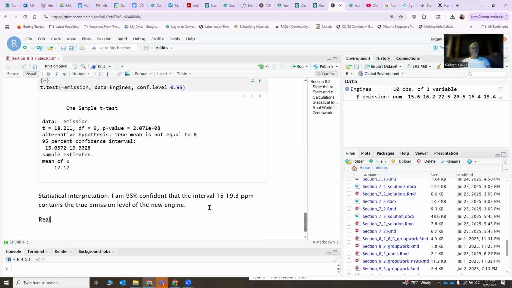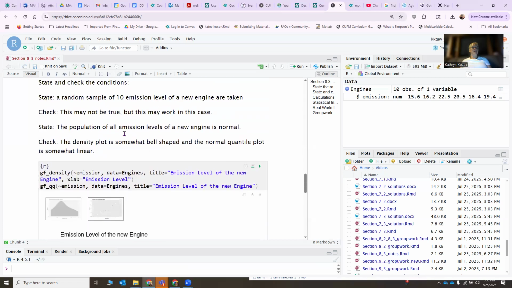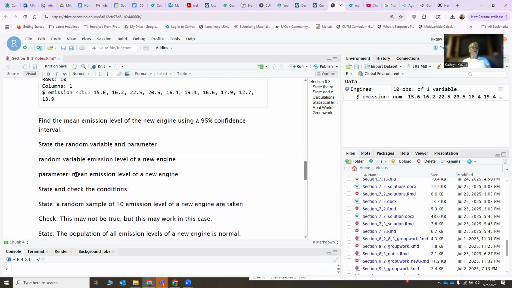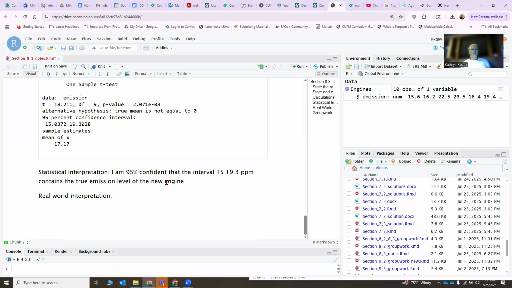And then we can do the real-world interpretation. And what you would say here is, again, what we were trying to find was the mean emission level of the new engine. So we can now say that the mean emission level of the new engine is between 15 to 19.3 parts per million.